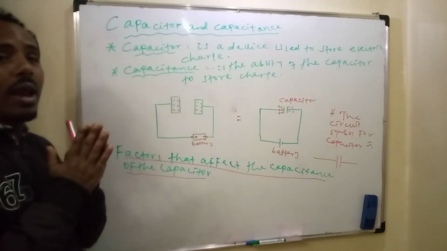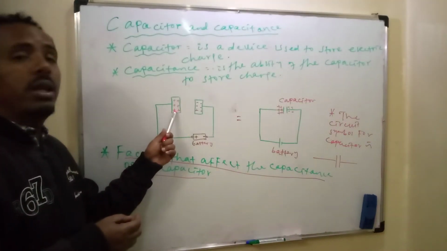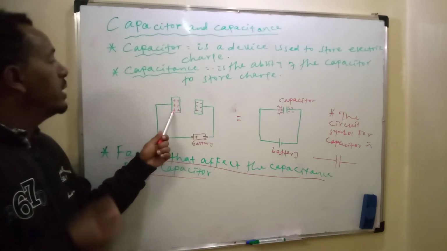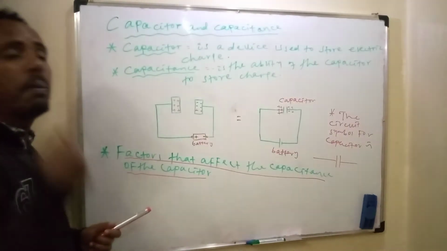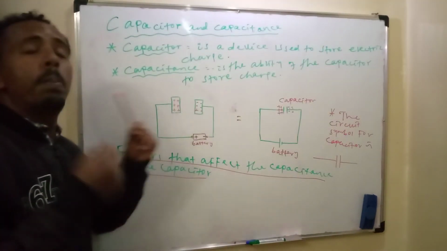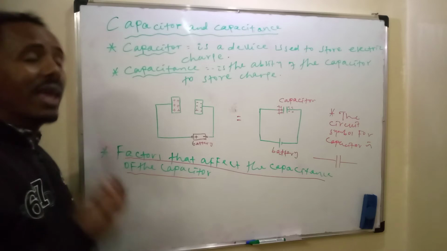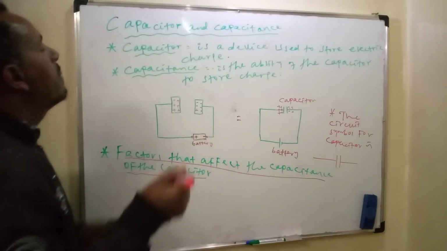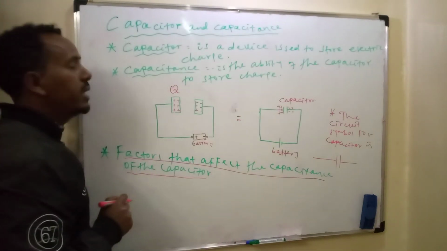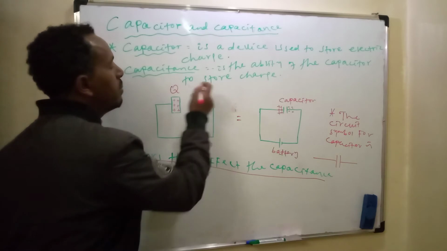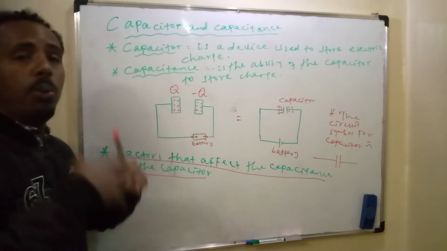If one plate stores positively charged particles, the other plate stores negatively charged particles. The two plates store different signs of charge, but they carry equal magnitude of charge. For example, if the magnitude of the charge carried by the first plate is Q, the charge carried by the second plate is minus Q. Equal in magnitude but opposite in sign.